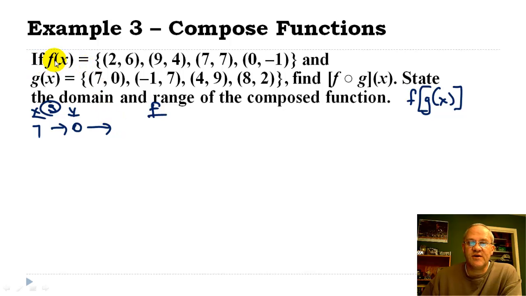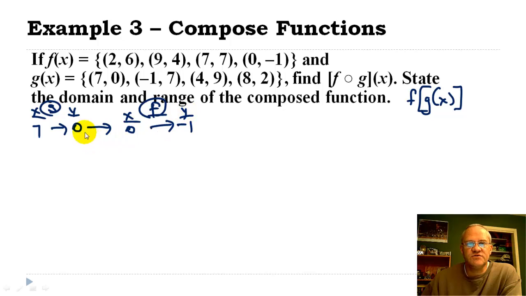So I'm going to go up to my f function. I'm going to take that y from here and plug it into f, and say, is there a 0 up there? Yes, there's a 0 for x in the f function. So that means I'm now using the y from the g as the x for f. And what is the number that goes with the x? The y that goes with that is -1. That's your y.